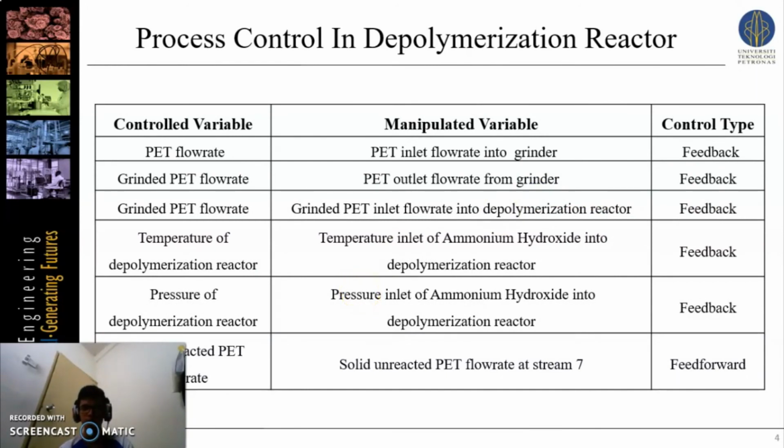First of all, we control the PET inlet flow rate into the grinder by using feedback control. Next, we control the grinder PET outlet flow rate from the grinder also by using feedback control. Next, we also control the ground PET inlet flow rate into the depolymerization reactor by using another feedback control. Furthermore, the temperature of the depolymerization reactor, which includes the inlet of ammonium hydroxide into the reactor, is also controlled by feedback control. Furthermore, the pressure of the ammonium hydroxide inlet into the depolymerization reactor is also controlled through a feedback control system. Next, the solid unreacted PET flow rate at stream 7 is controlled by a feed-forward control system.